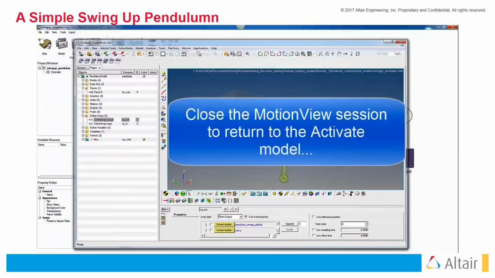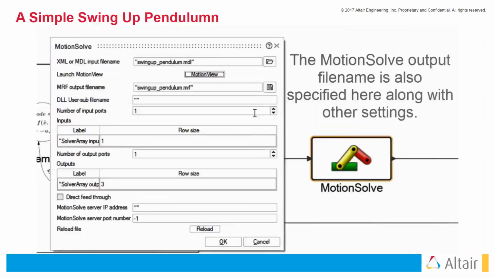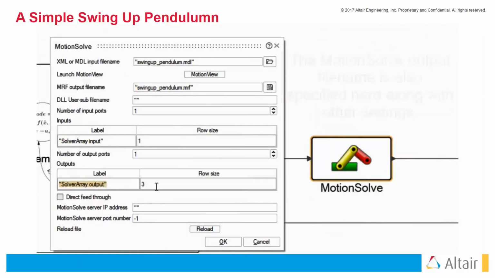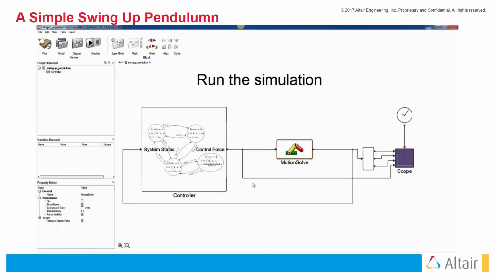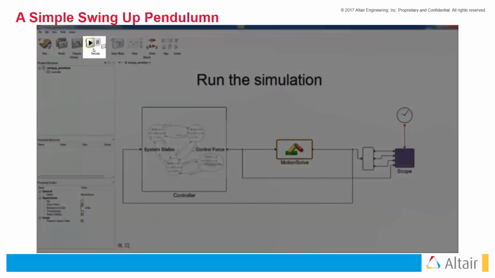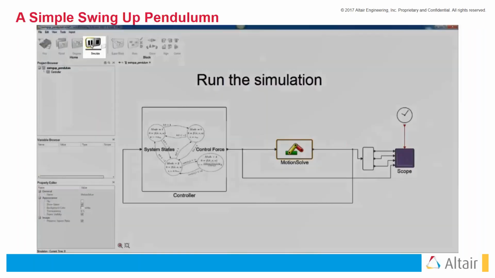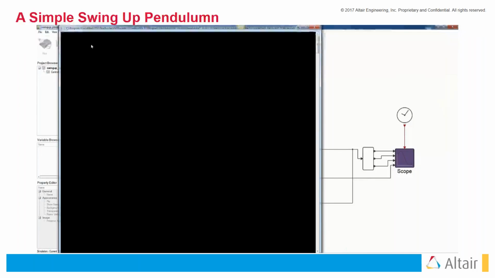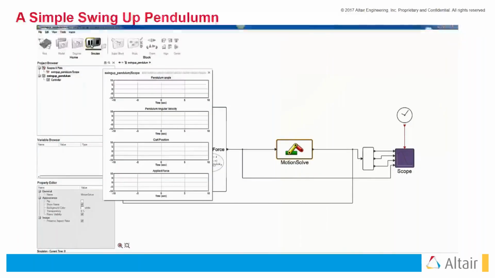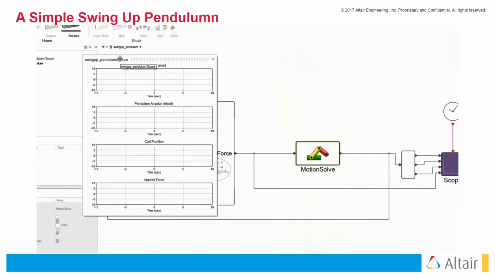So here you are, the output file of the MotionSolve is an MRF file, which has been put into the coupling block. This is the coupling block which specifies your number of inputs and outputs which has to be controlled. So that has been specified here, and then you build the controls. This is the model which you are running in Activate. You're trying to see the pendulum angle, angular velocity, cart position, and applied force in a 1D form.